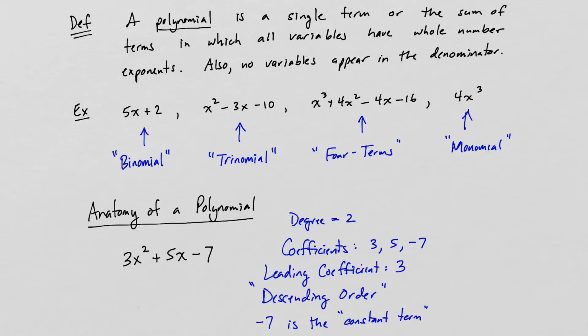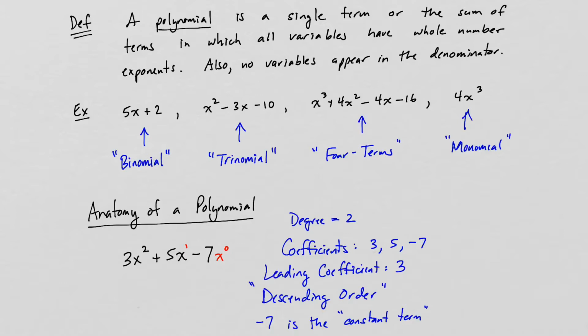The basic anatomy of a polynomial, if we just look at this particular example, 3x squared plus 5x minus 7. First of all, most of the time we will write our polynomials in what we call descending order. That means the powers go from highest to lowest. And it's worth noting here that the number negative 7 on the end, you can think of that as negative 7 times x to the 0. And if you put the first degree power on the x there, you can see how the powers decrease from highest to lowest. And this is what we mean when we say it's written in descending order.